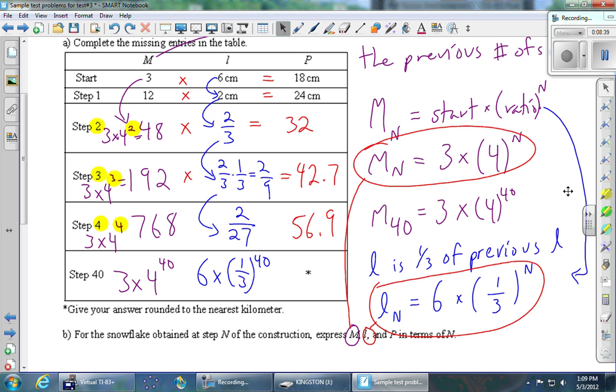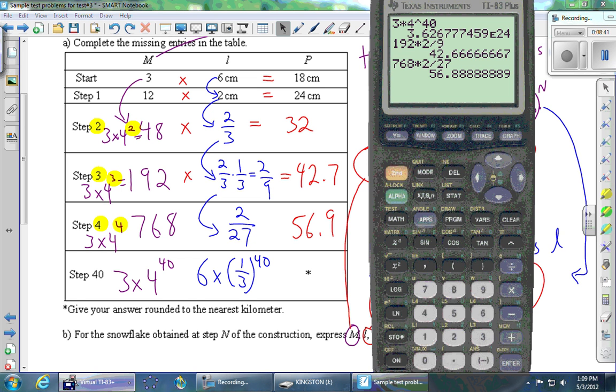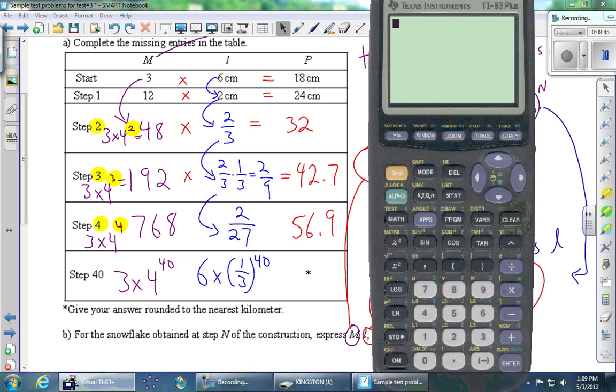And then we get down to our last one. So what we want to do here is multiply the enormous number in purple in the last row, 3 times 4 to the 40th. That's how many sides, and then multiply by the length of each side, 6 times 1/3, also to the 40. And I get that rather large number.